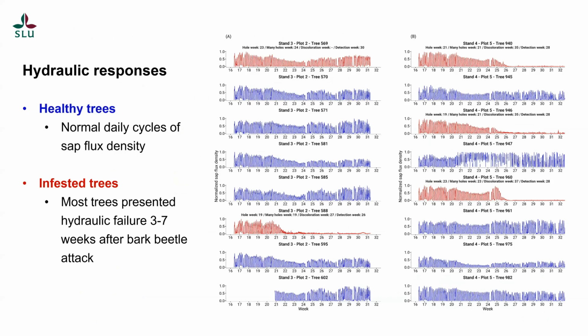And these are already the results, like an overview from all of the trees of the hydraulic responses. This is the sapflow curves. And then for the healthy trees, we observed that everything was normal as expected. So we have the daily cycles of sap flux density fluctuating up and down. And that was expected. And then for the infested trees, what we saw, to our surprise, is that most of our trees presented the full hydraulic failure between 3 and 7 weeks. So the water transportation did not only decrease, but it fully stopped with no further recovery.